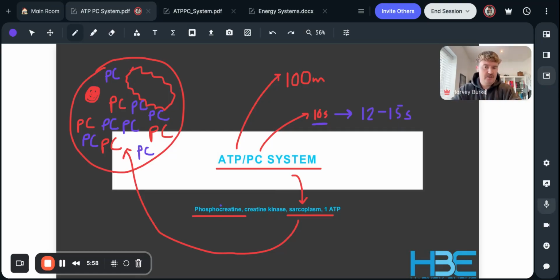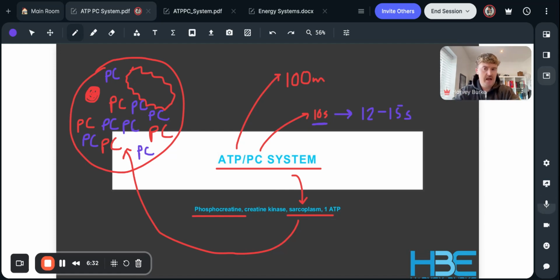And this is actually the reason behind the 10-second cutoff point. So the body's not very good at storing phosphocreatine, and you only have enough for around 10 seconds worth of high intensity activity. And after that 10-second mark, you've just depleted all of your phosphocreatine stores. You've run out of phosphocreatine, and therefore you have to switch to the glycolytic system. However, if you do supplement with creatine, it does allow you to utilize this energy system for slightly longer because you've got more phosphocreatine stores.